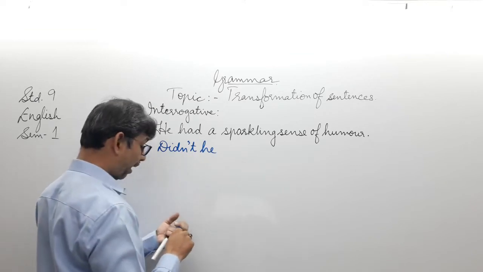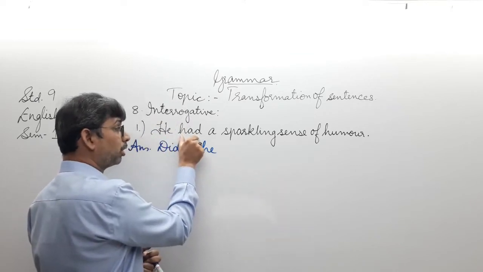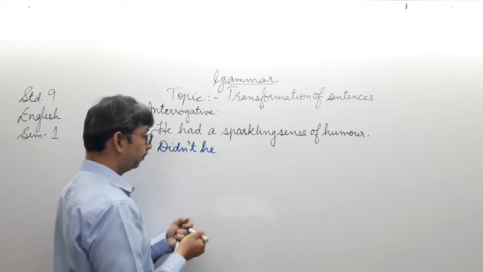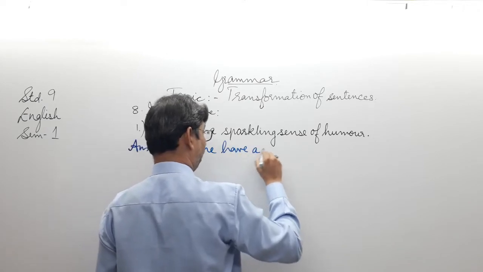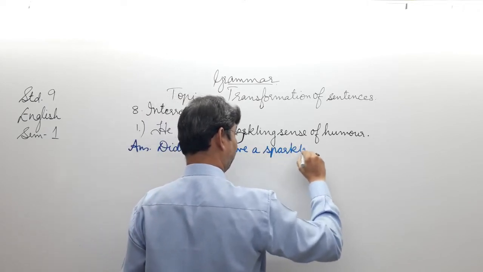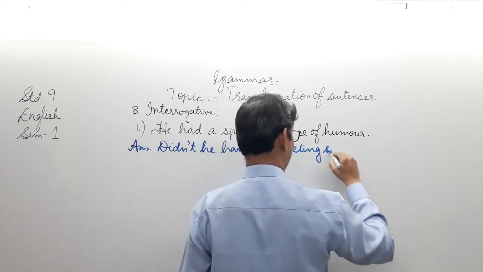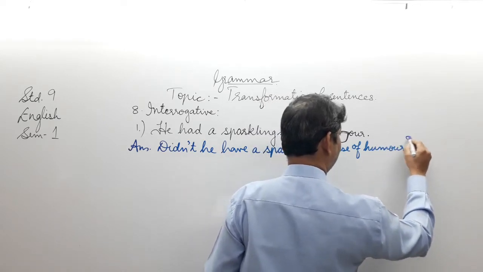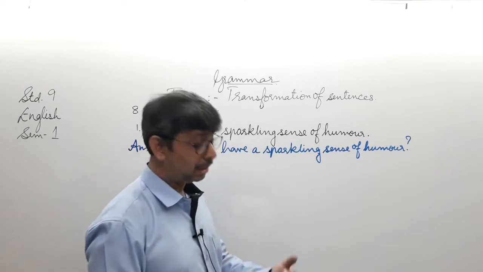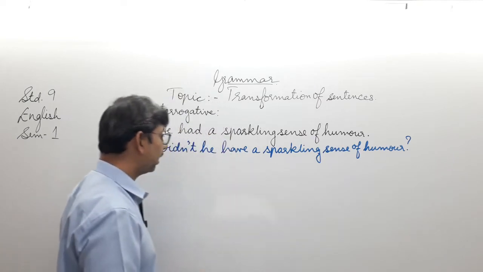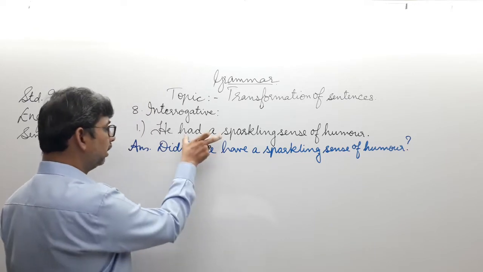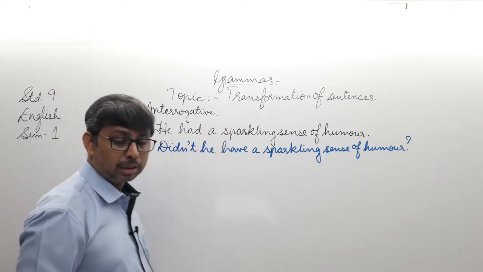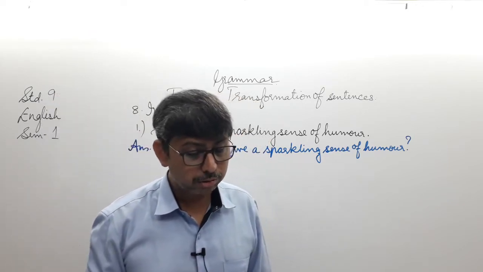he? Now when I'm asking a question, I need to change the past auxiliary into the present one. So had will be now changed to have. Didn't he have a sparkling sense of humor? And undoubtedly, without fail, we have to apply the question mark because we are asking a question. It's an interrogative sentence. So the given statement has now been transformed into an interrogative. This is transformation of sentence from an affirmative or assertive to interrogative.